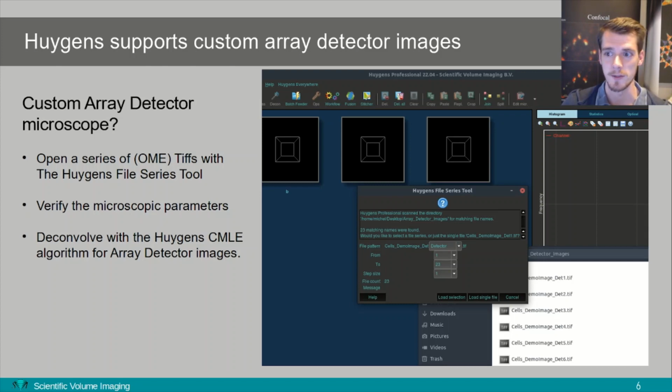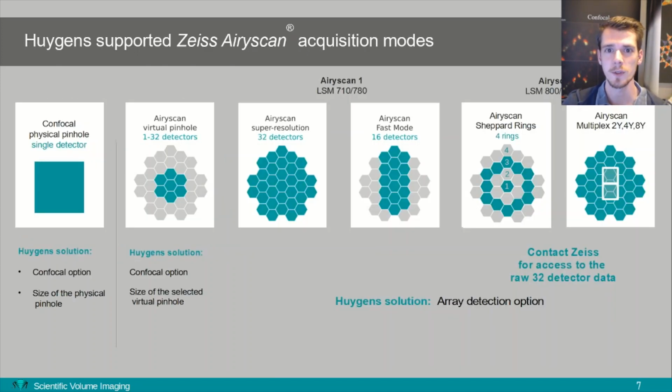Now let's jump back in time a little bit. The first array detector deconvolution option in Huygens was added back in 2018 with version 18.10. This included support for the Airyscan's first generation machine, with support for the virtual pinhole mode, as an addition to the confocal option, but this also introduced our Array Detector CMLE deconvolution mode, using the spatial information of all 32 detectors in super resolution mode, and even Airyscan's fast mode with its faster acquisition of 4 pixels simultaneously.